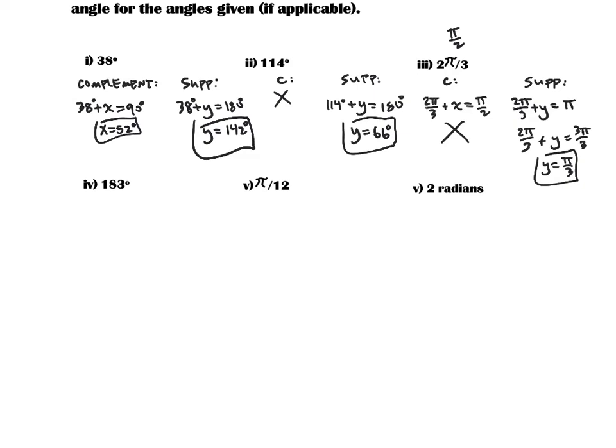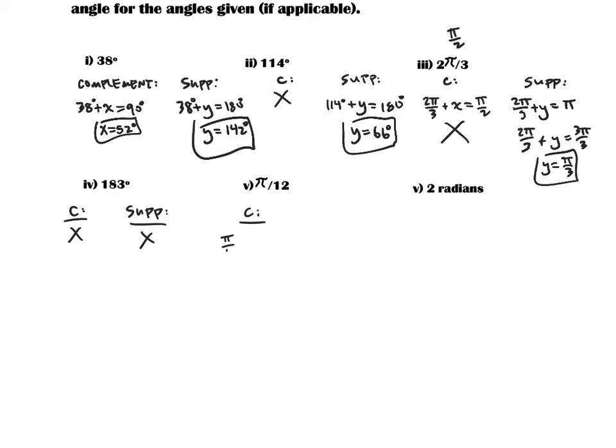Okay. Let's look for complement and supplement here. There won't be a complement. This number is greater than 90. And there won't be a supplement because this number is greater than 180. So neither there.